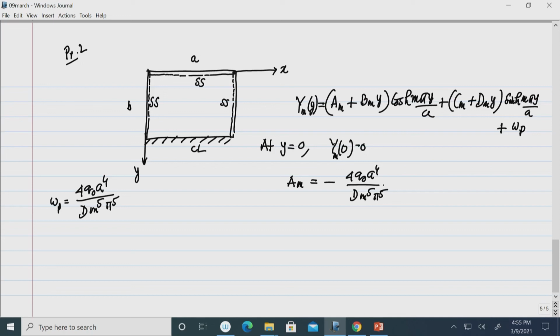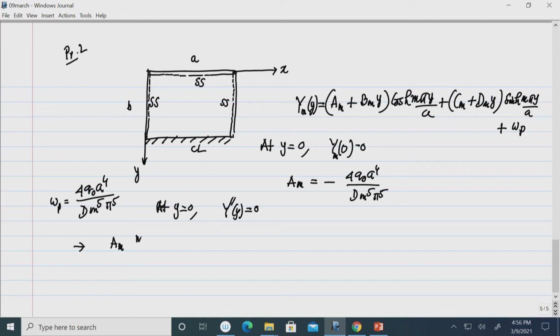So, one constant is known by application of this, and the other constants you have to find out by applying the boundary conditions. Applying the boundary condition on bending moment, that at y is equal to 0, the second derivative of Y is also 0. That condition gives you the equation, that will be a slightly larger equation, but it can be computed very easily, there is no doubt.